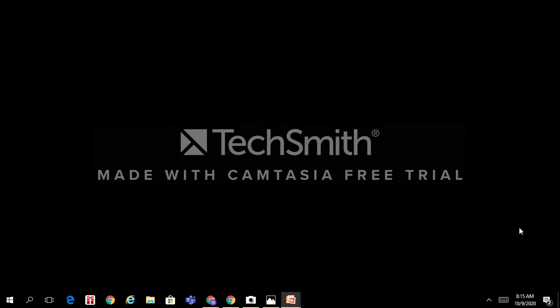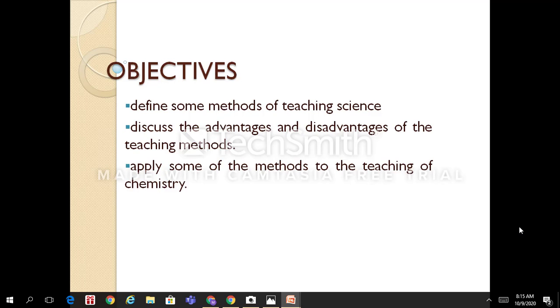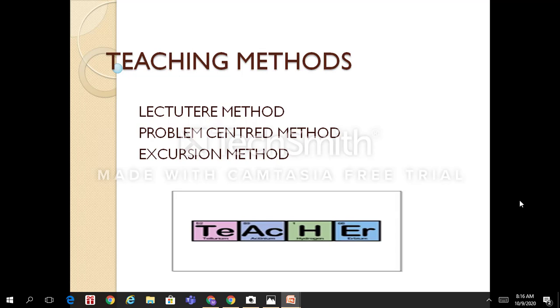At the end of this lesson, you are expected to be able to define some methods of teaching science, discuss the advantages and disadvantages of the teaching methods, and apply some of the methods to the teaching of chemistry. There are several teaching methods in teaching science, but for today's lesson, we are going to discuss the lecture method, problem-centered method, and excursion method.